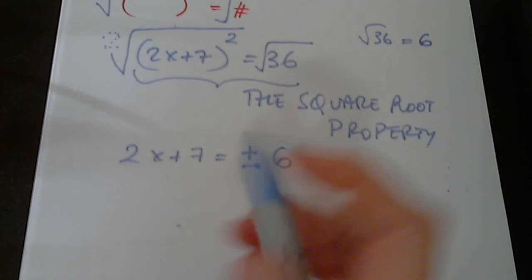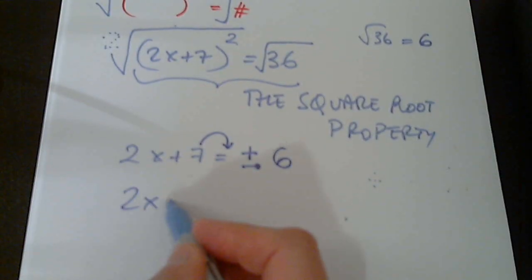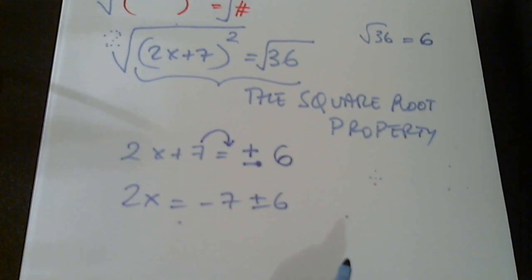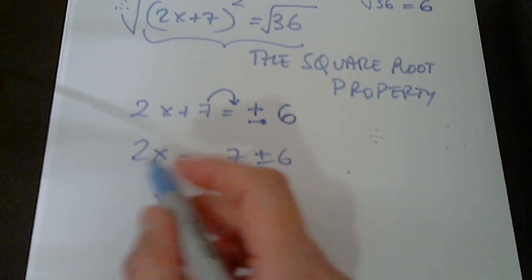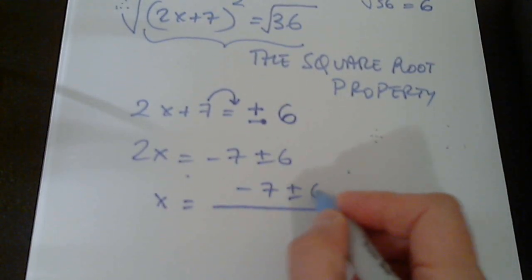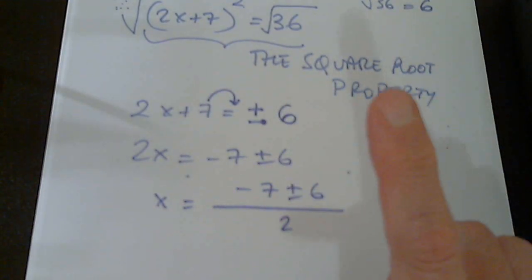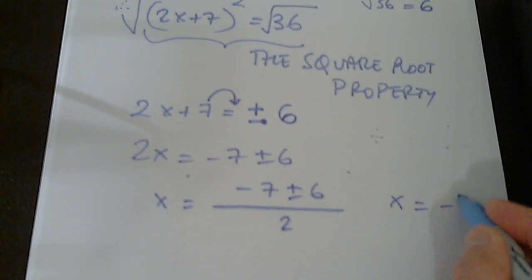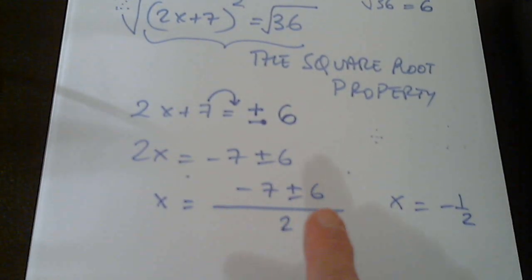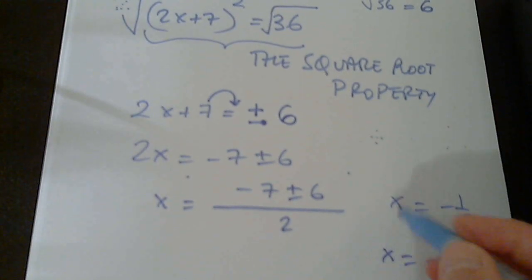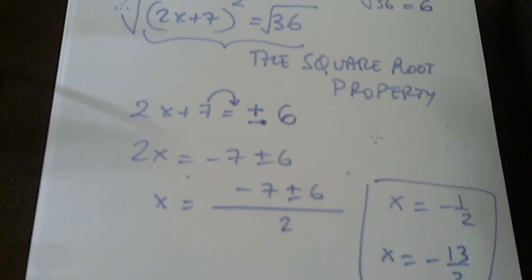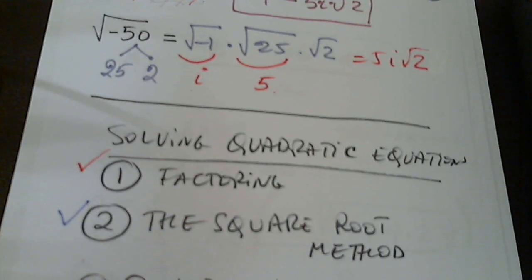Can I solve this? Sure. I will move 7 to the other side. I will divide both sides by 2. This is easy. Negative 7 plus 6 is negative 1 divided by 2. Negative 7 minus 6 is negative 13 divided by 2. Done. Very elegant by comparison to the problem that we just looked at. Very elegant.